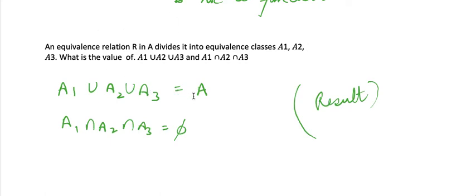Whatever is the number of equivalence classes, they will be disjoint and their intersection will be empty. So this is a result where 3 equivalence classes are given, so their union will give you this set A and the intersection will be empty. So this was about the 1-marker questions from relations and functions. I will take up 2 more problems, one from inverse trigonometric functions and a subjective problem from it, in the next video.